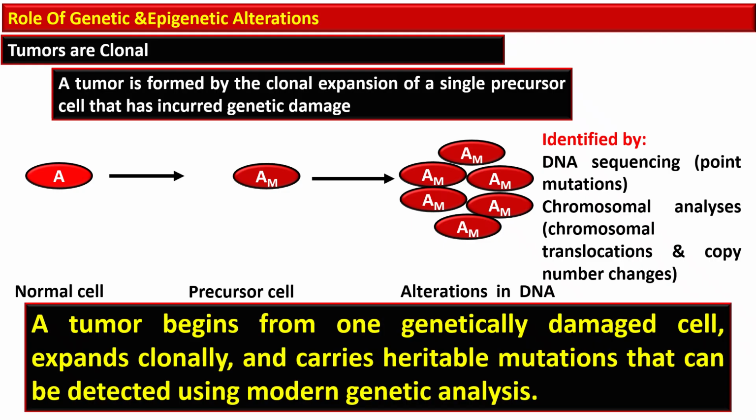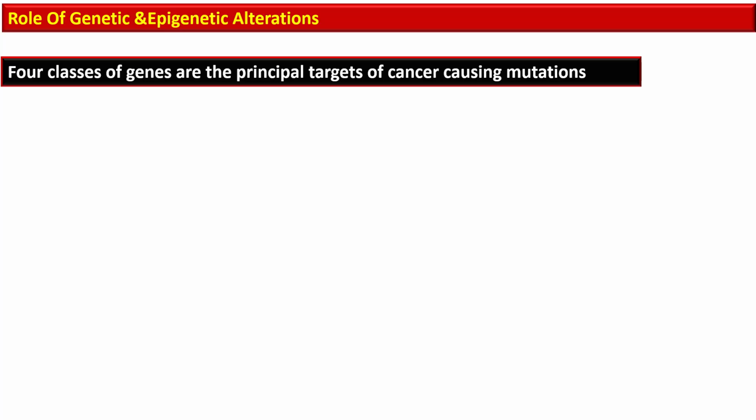So a tumor begins from one genetically damaged cell, expands clonally, and carries heritable mutations that can be detected using modern genetic analysis. The four main gene classes are targeted by cancer-causing mutations.